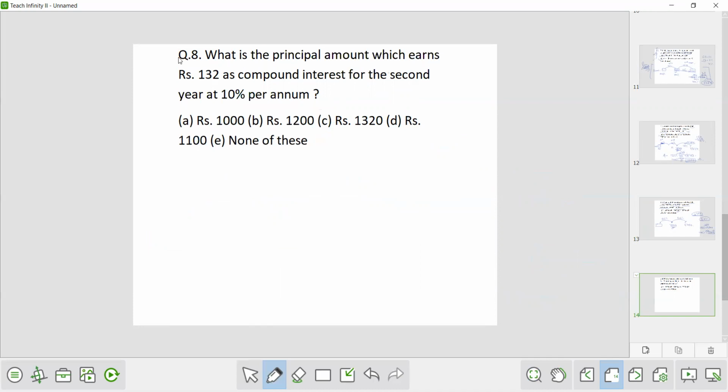Okay, now the next question. What is the principal amount which earns rupees 132 as compound interest for the second year at 10% per annum? Now friends, if you don't know the concept of compound interest, you can't apply any formula for this question. This question can't be solved on the basis of formula.